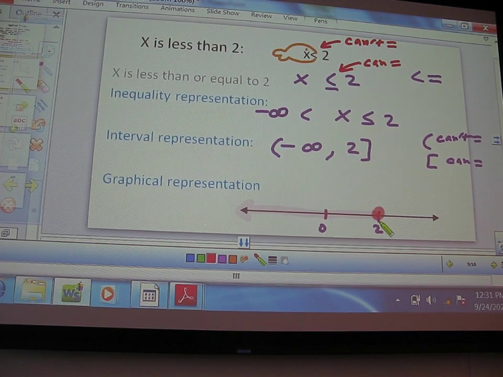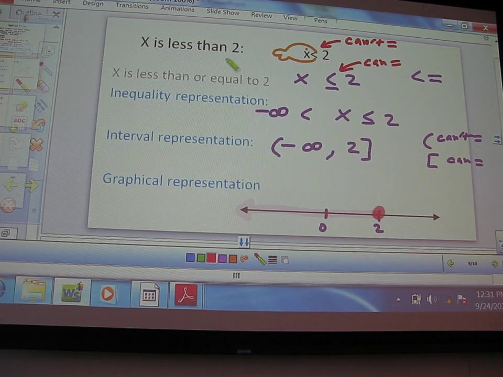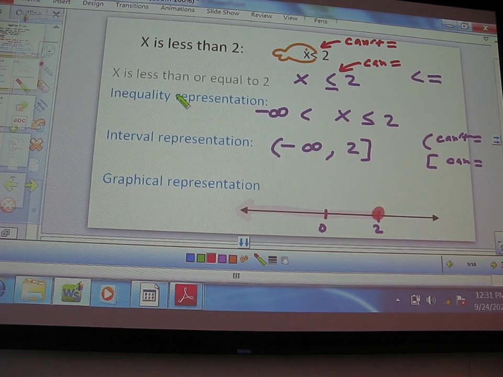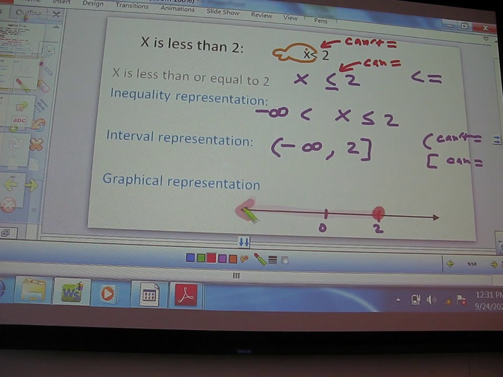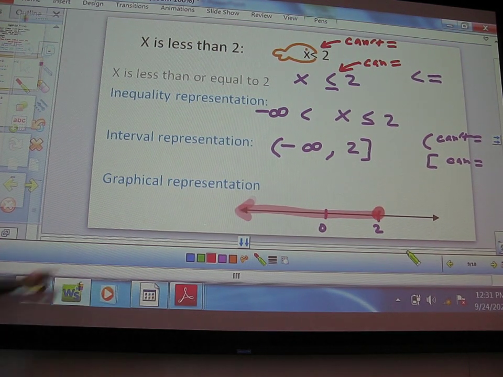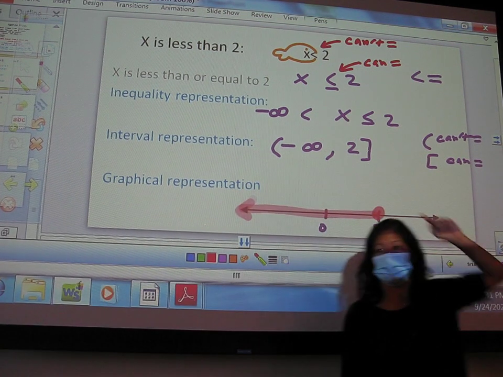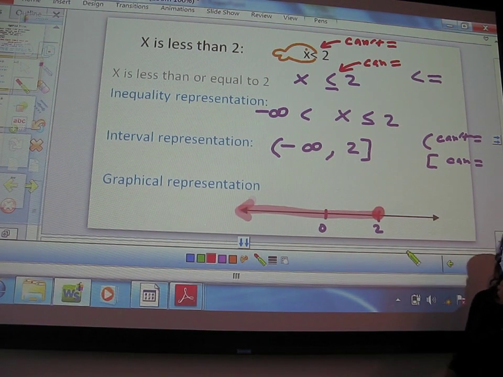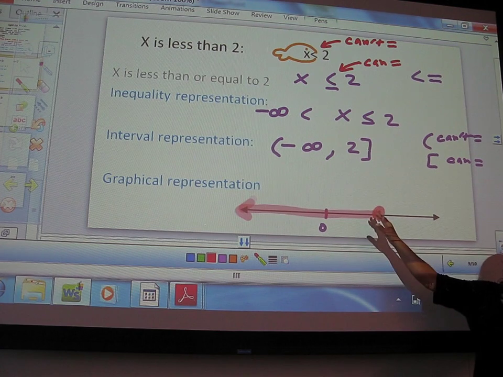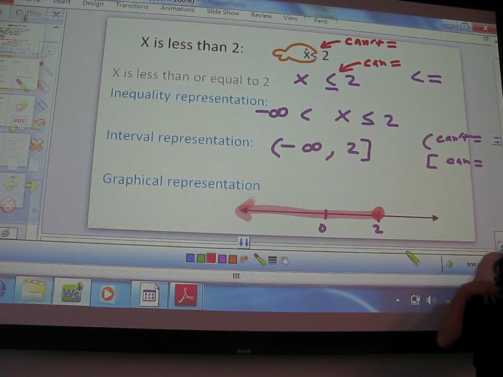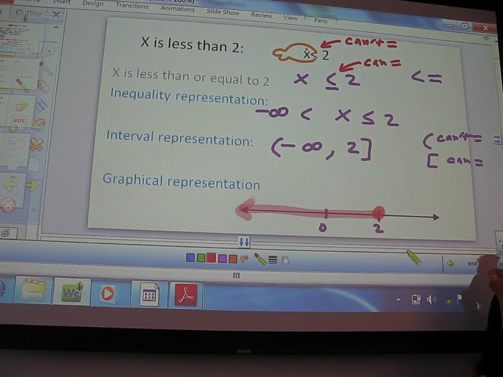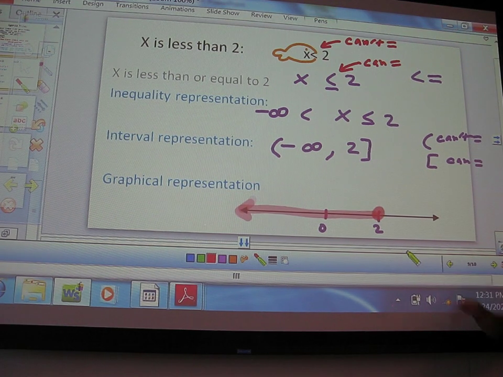Oh, at 2, not negative 2? No, I'm not less than negative 2. I'm less than 2, or equal to 2. Negative 2 has nothing to do with this at all. Oh, I'm in the wrong one. You're not doing your problem. You're doing practice ones. I'm showing a different one, showing you guys how to do stuff. I'm instructing you.